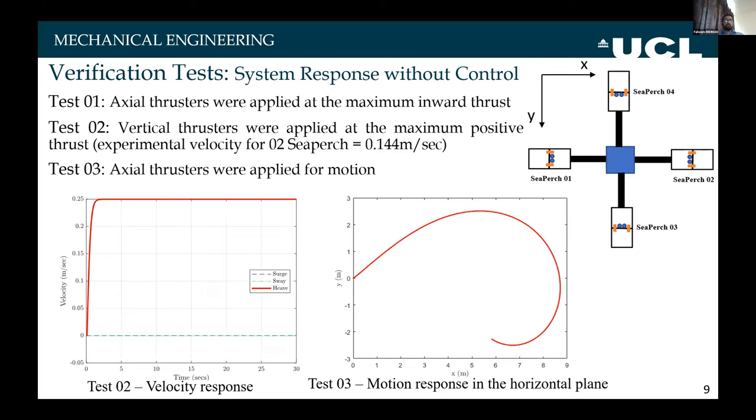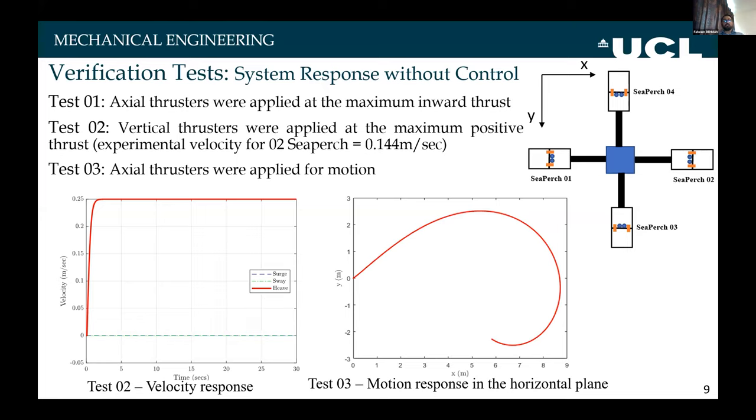After the development of the simulation model, I performed some verification tests. In order to check whether the complex simulation model, which is highly nonlinear and coupled, is giving me the right results, I did some testing initially before going into the controls. So in the first test, I applied all the axial thrusters at their maximum inward thrust. All the axial thrusters on the system apply inward if they operate positively. So there should not be any motion, and that was verified by the simulation model.